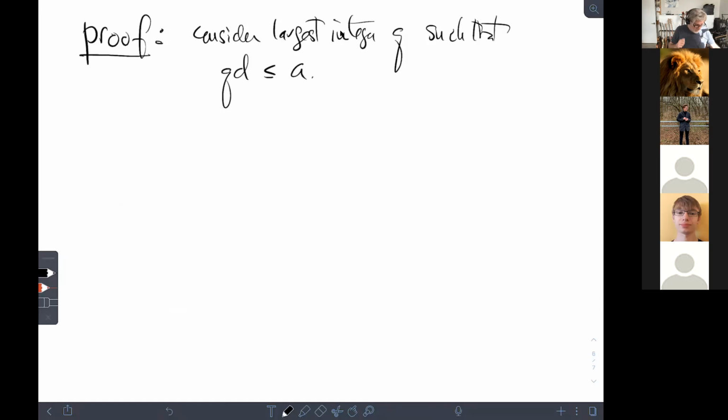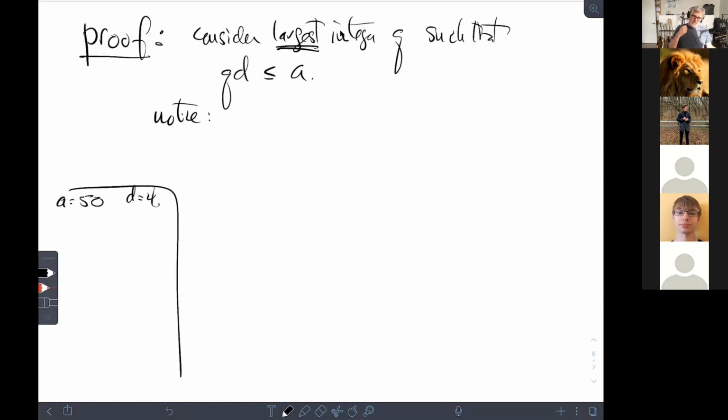So notice the following. If Q is the largest possible integer such that Q times D is less or equal to A, what can you say about the next guy, Q plus 1 times D? So in our example, let me just do a little example. I had A equals 50 and D equals 4. I want to put as many 4s in 50 as I can. I can put 12 of them, right? 12 times 4 is less or equal to 50. But if I try 13, I go over, right?